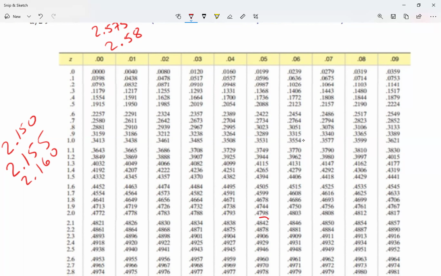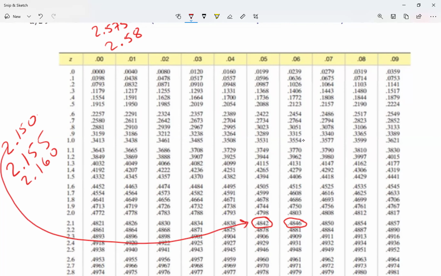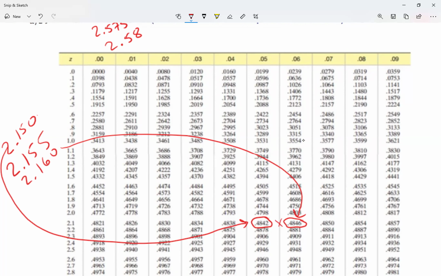Now, 2.15 is this number, and 2.16 is this number. You guys follow me? Do you see where I got my percentages? 2.15 and 2.16. The number that I'm looking for is right in between those two. So 2.155. Again, this 2.15 is this. The 2.16 is this. So in between, what's a number that is in between 0.4842 and 0.4846?